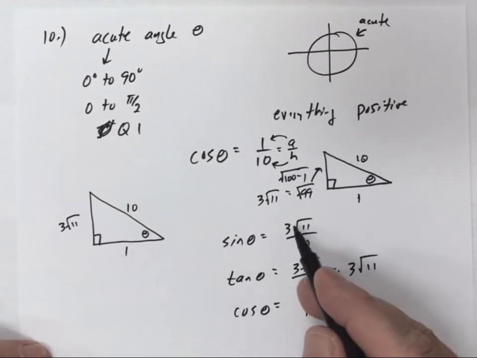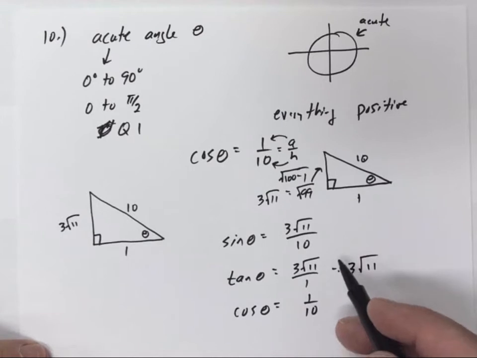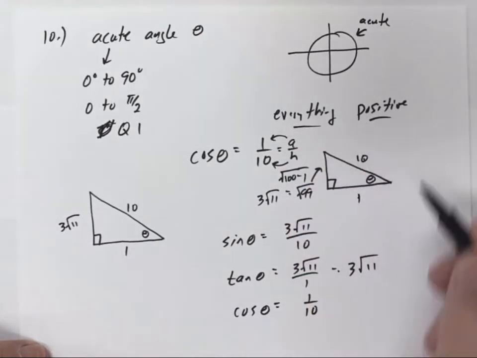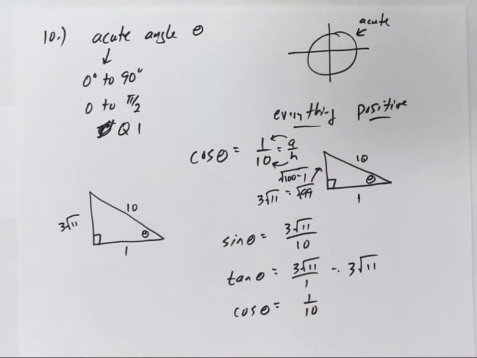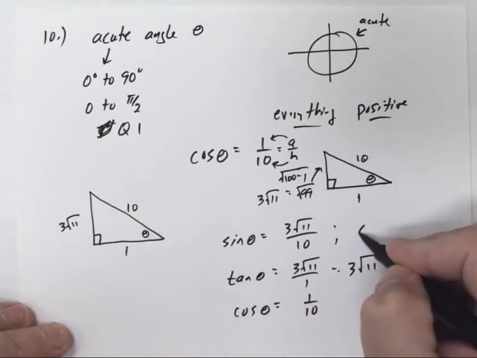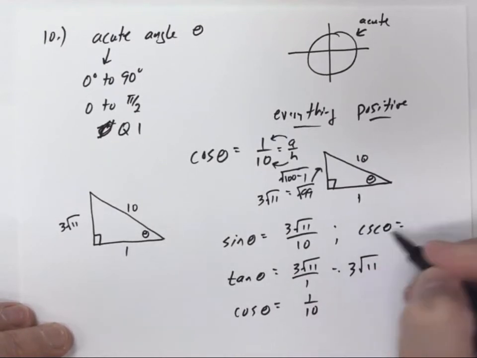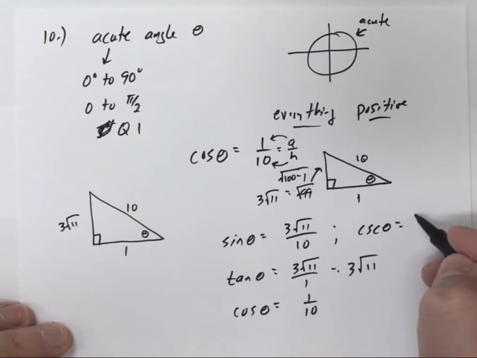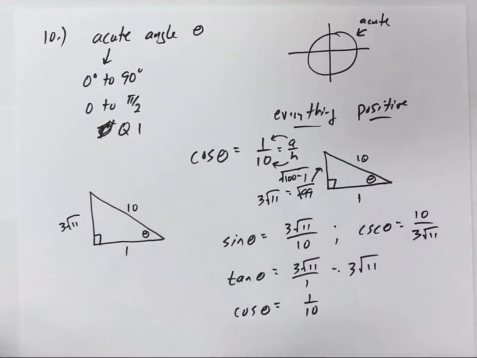And once again, I know these trig functions are all positive. Normally in a problem like this, if you're in one of these other quadrants, you have to make some of these trig functions a negative number. But I know here they're all positive. So now let's go find the other 3 trig functions. Once again, sine gets paired up with cosecant. So we just flip it. 10 over 3 square root of 11.